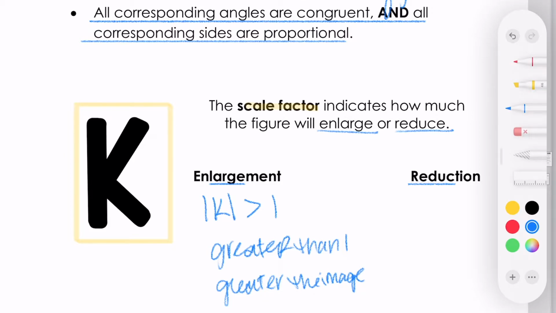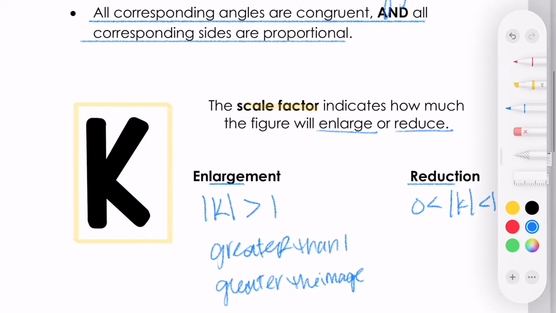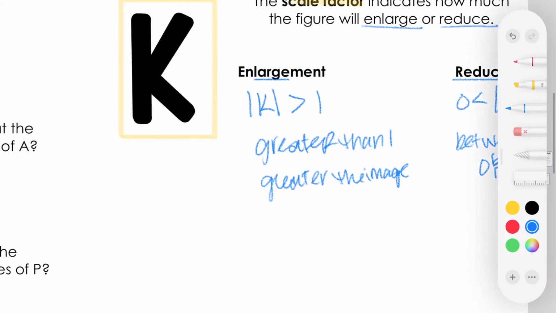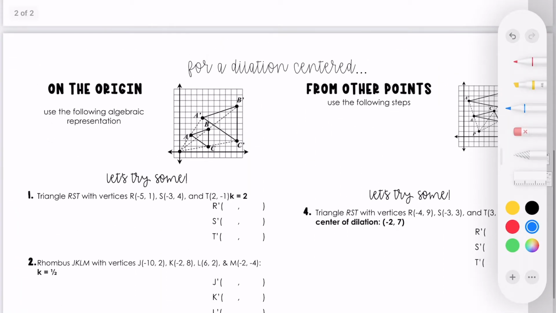Now, a reduction is when you multiply by something that's between 0 and 1. So typically that means we're working with a fraction. That's not always the case, but typically it is written as a fraction and shown that way. So this is going to be between 0 and 1.